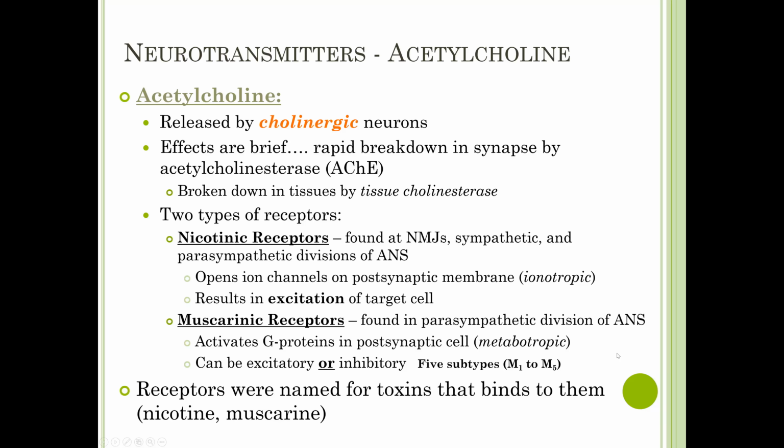Just for your information, both of these types of receptors were named for toxins that bind to them. Nicotinic receptors were discovered because this is where nicotine binds. Nicotine is found in tobacco. And the muscarinic receptors were named because they found that this is where muscarine, which is a compound found in toxic mushrooms, binds.